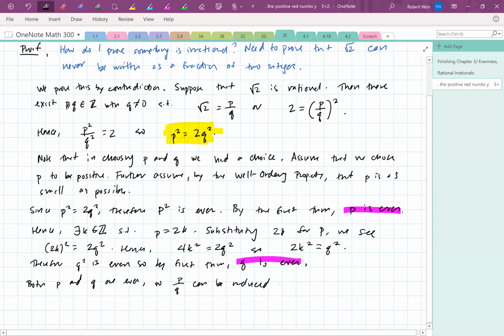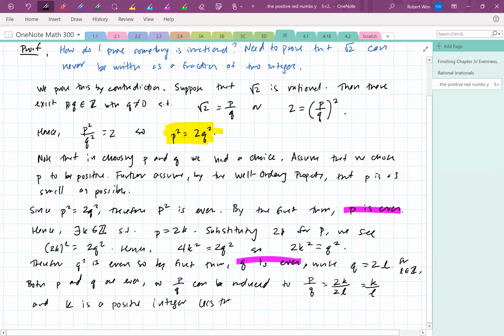Let's give ourselves something to work with: write q equals 2 times L for some integer L in Z. So p over q can be reduced: p over q equals 2k over 2L, which is equal to k over L. And k is a positive integer less than p. 2k is a bigger number than k, which means that p is a bigger number than k. But this contradicts that p was the smallest possible numerator.